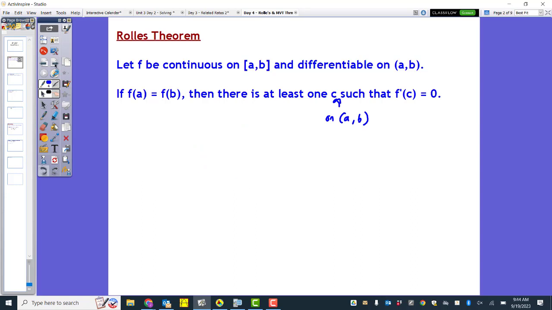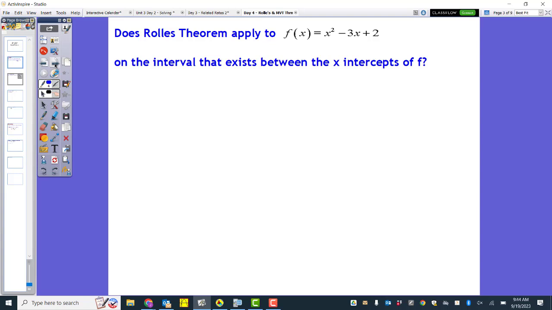So let's look at some problems that relate to this. First type is, does Rolle's theorem apply to this interval? So this function between the x-intercepts. First thing is to find the x-intercepts. Technically, we don't need to find them, but we do need to know the interval that we're on. So we're going to find the x-intercepts.